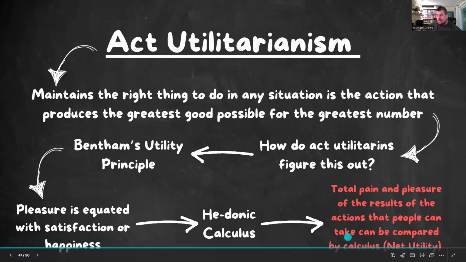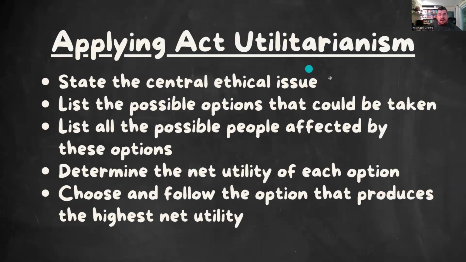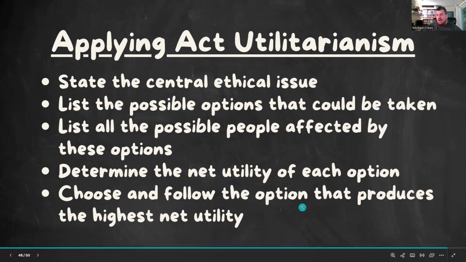This is what we're doing this week to get the decision that our decision maker that you established in the last assignment should make. So when we apply act utilitarianism, which is what you're going to do this week, you state the central ethical issue. You list the possible options that can be taken, list all the possible people affected by these options, and determine the net utility of each option. That's the most happiness it creates. And don't worry, if you hang to the end of the video, you're going to see a demonstration of this. And then you choose and follow the option that produces the highest net utility. Okay.